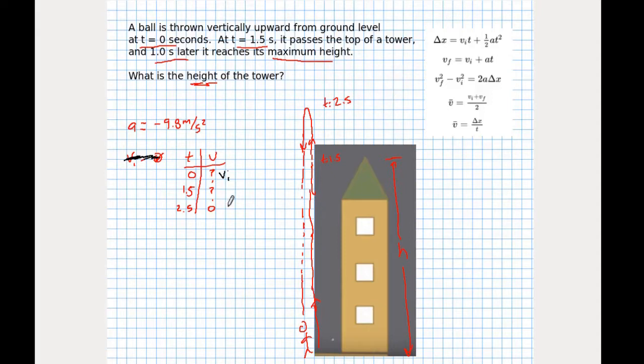So maybe what we can do is figure out what the initial velocity was. And then from that, we might be able to figure out something about the height of the tower. I think the equation we're going to want to go after is this one right here.